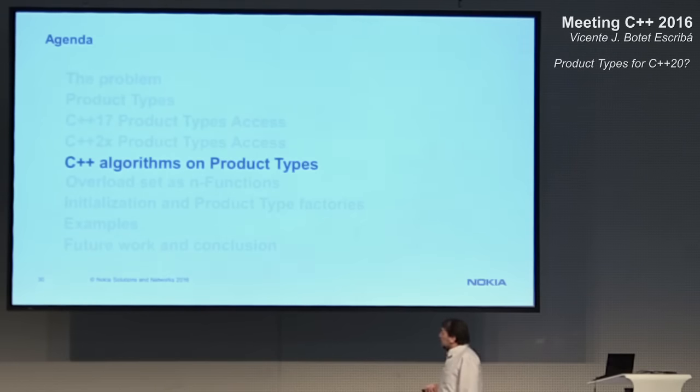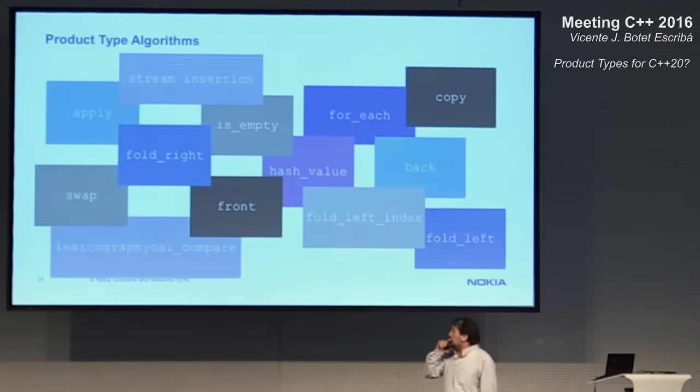Okay, let's see some algorithms that work for product types. There are a lot of them. We can do for_each. We can do a hash on product types. We can do swap. We can compare product types. We can accumulate from the left or from the right the contents of a product type using a given function.